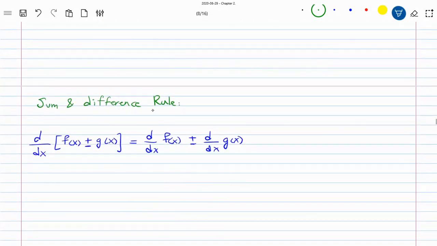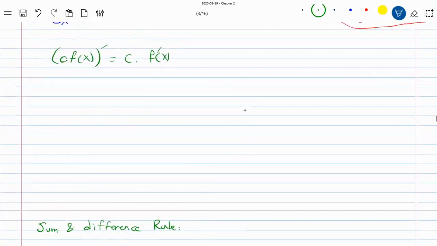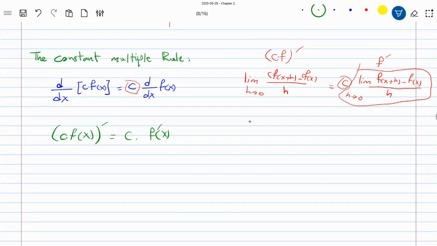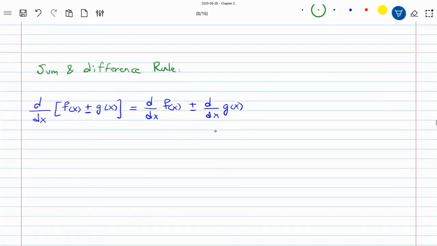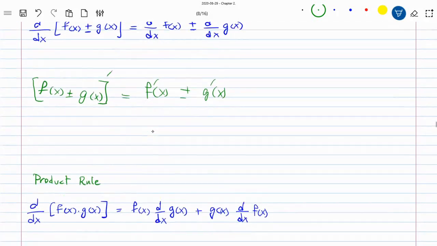Sum and difference. This is another property: if you have two functions added together or subtracted from each other, you can use this property of limits. You can break it up and write these two separate functions. So that means if you have f plus or minus g and you want to take the derivative, you can simply say, okay, I will find the derivative of f, I'll find the derivative of g, and I will add them or subtract them, depending on if they're added or subtracted. Again, all these proofs are available in the book.